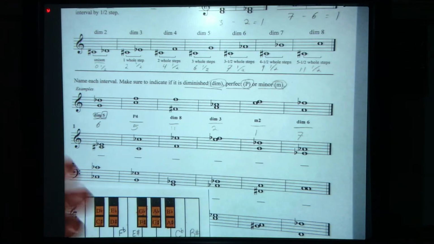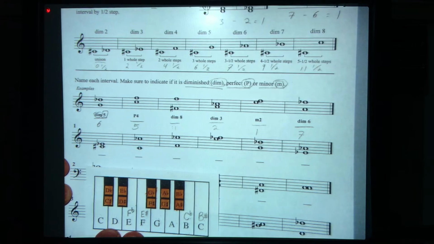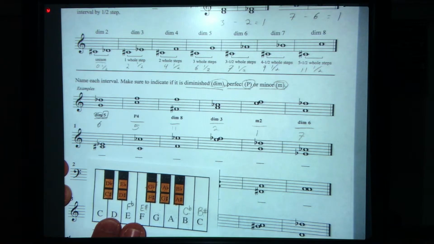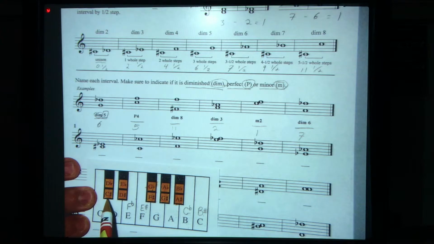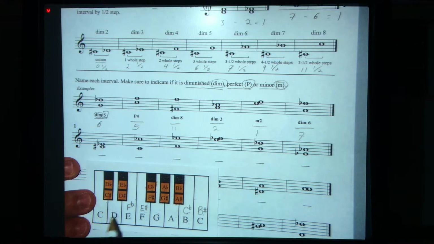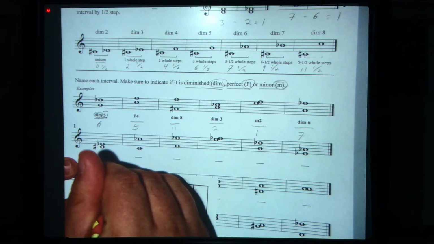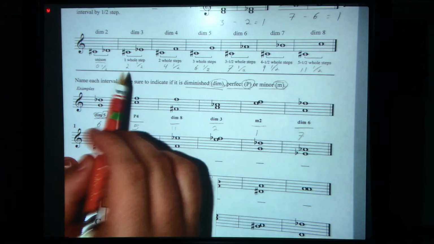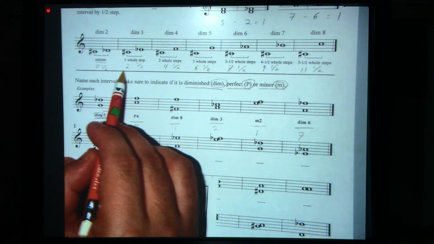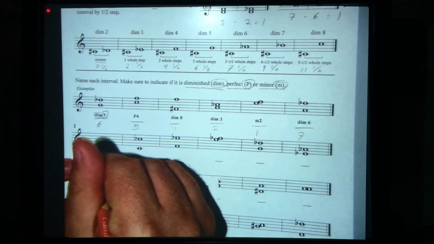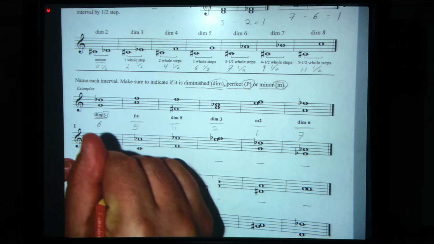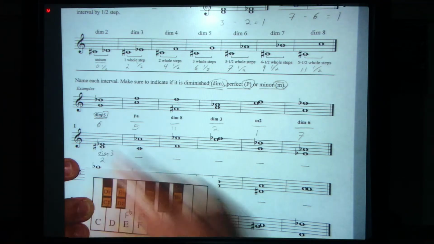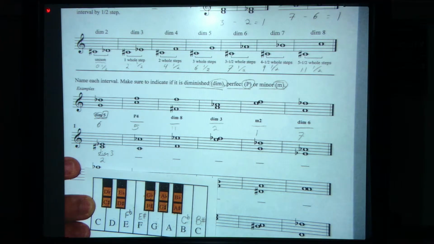Okay, let's go with number 1. We've got a C sharp to an E flat. So let's start on C sharp. That'll be 0, 1, 2 half steps up to E flat. So we know that we have 2 half steps between them. We can look up here. What's the interval with 2 half steps? It's a diminished third. So we know to write D, I, M, 3. Okay? And it's okay if you don't stay on the line. The lines are very short.